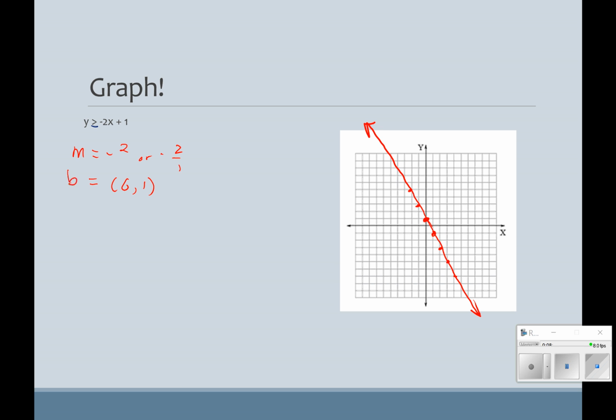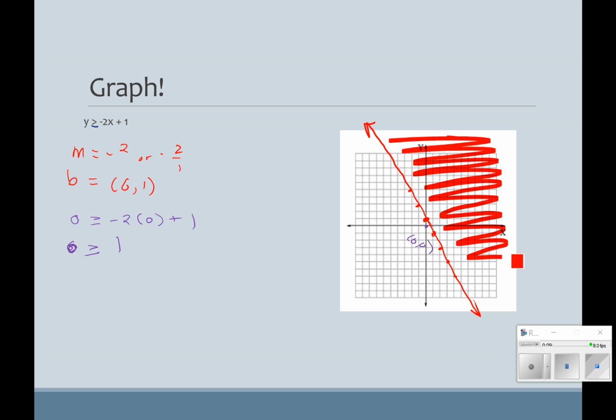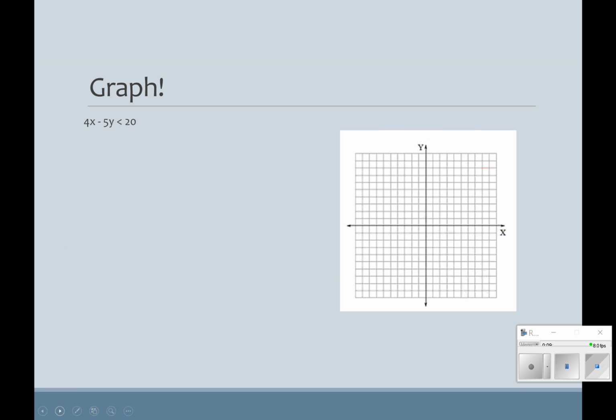And 0, 0 is not on that line, so I am going to pick that as my test point, which is right here. I'm going to get 0 is greater than or equal to -2 times 0 plus 1, because I used 0, 0. And I'm going to get 0 is greater than or equal to +1, because -2 times 0 is 0. I know that's false, so my solution is going to be above the graph. So my solution is all of this up here. Any point that falls on the line or falls within that shade is part of the solution. We've got an infinite number of solutions.